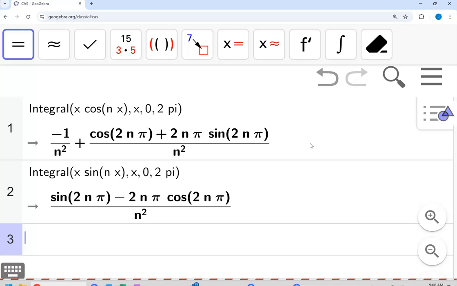Again, looks a little nasty, but let's just make sure we know what all these terms are. Sine of 2n pi again is 0. That's 1. So all we have is negative 2n pi over n squared. Right? The n's will cancel, so you just get negative 2 pi over n squared. Okay. So in this case, for this particular problem, we did the integral from 0 to 2 pi of x sine of nx dx and got negative 2 pi over n, right? That's what it says, isn't it?